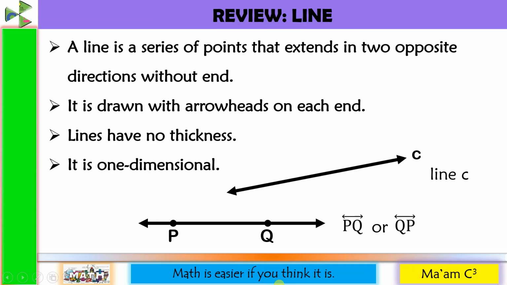Since our discussion will focus on lines, let us review line. A line is a series of points that extends in two opposite directions without end. It is drawn with arrowheads on each end. It has no thickness and it is one-dimensional. The symbol for line is this one, and then we write the 2 points where the line passes through. We can also name a line using a small letter.